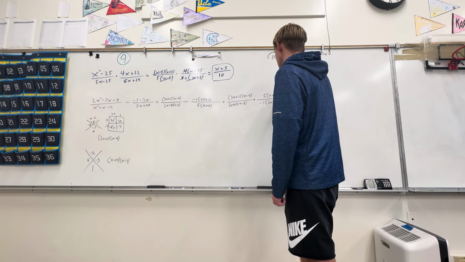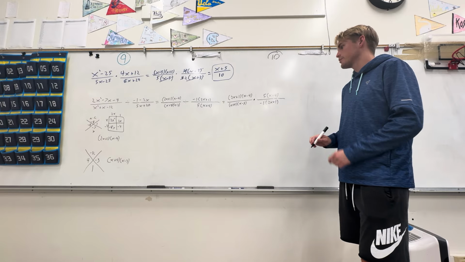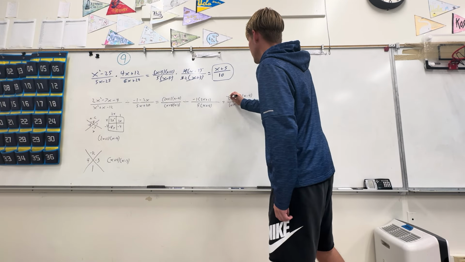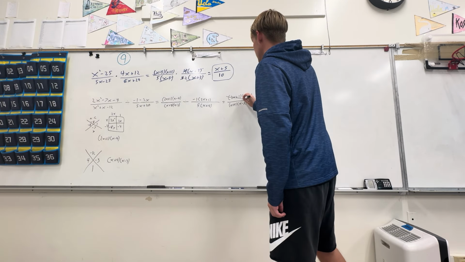And now we're in business. Now we just do the same thing that we did up here. So we just start canceling things out. We have a 2x plus 1 here and a 2x plus 1 here. Those are gone. We have an x minus 4 here... or nope, that didn't cancel. We have an x plus 4 here, and we have an x plus 4 here. And now that's it, I think.